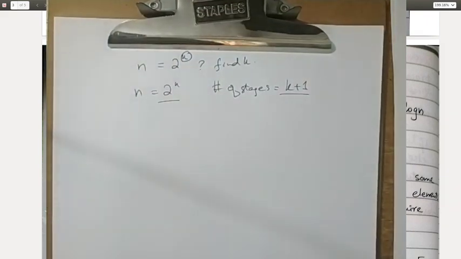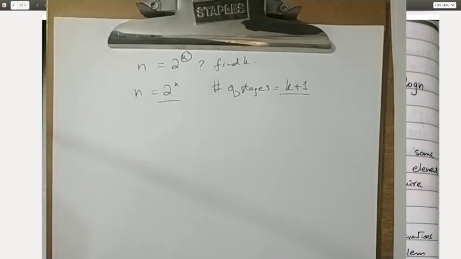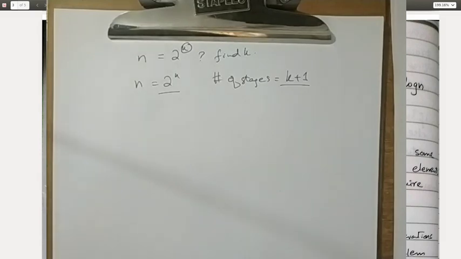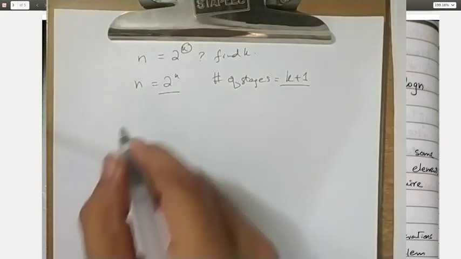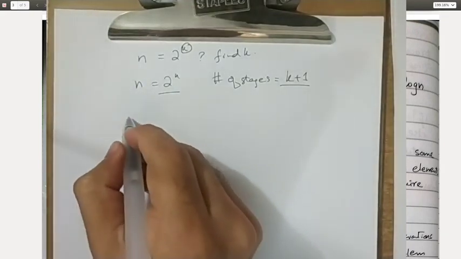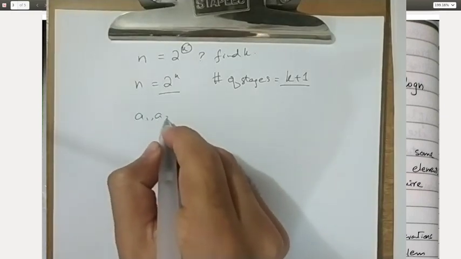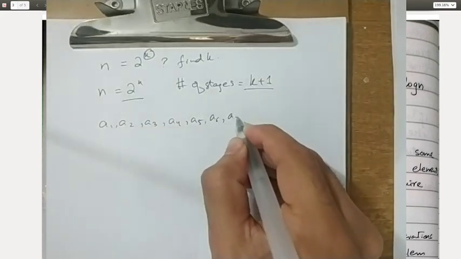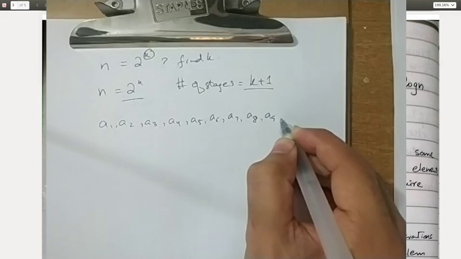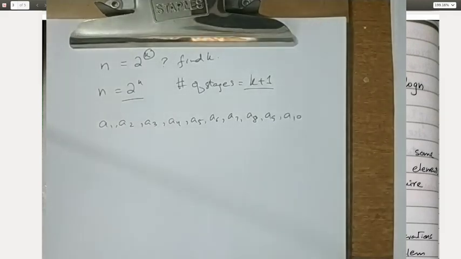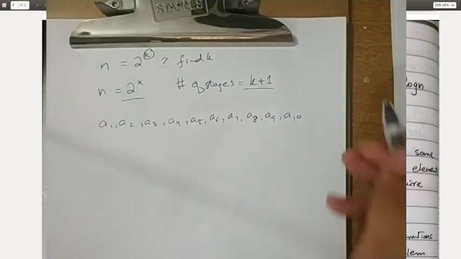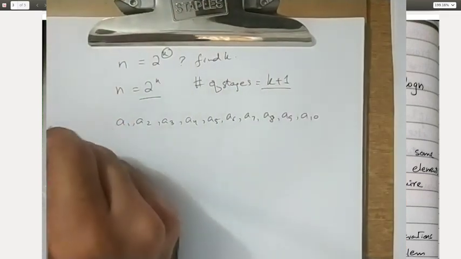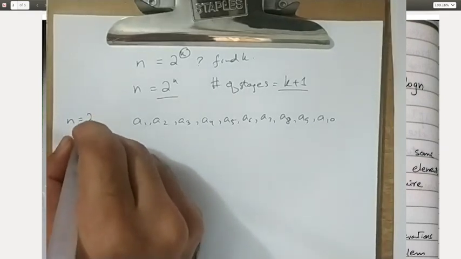All right. Okay, so now to address Jaffar's question, what if we have a list? Let's suppose we have a list of 10 elements instead of 8. So let's suppose A1, A2, A3, A4, A5, A6, A7, A8, A9 and A10. Let's suppose we had 10 elements instead of 8, and so now I can't express n as 2 to the k.